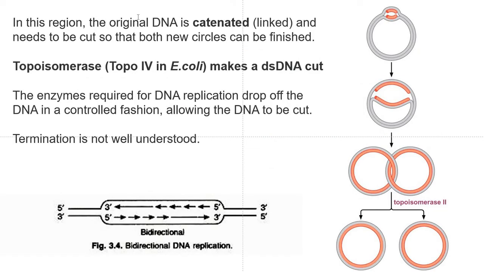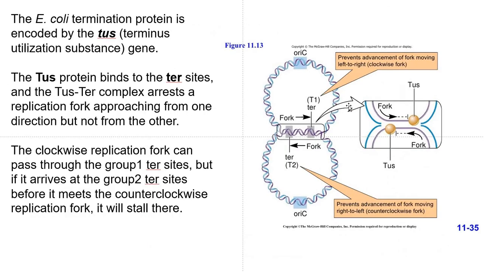Okay. Now you can see right here, it's a pretty good example, that when the circular DNA is replicating, it ends up being joined together at this terminal site. It's called catenated DNA at this point. So this catenated DNA needs to be decatenated in order for these two molecules to separate.